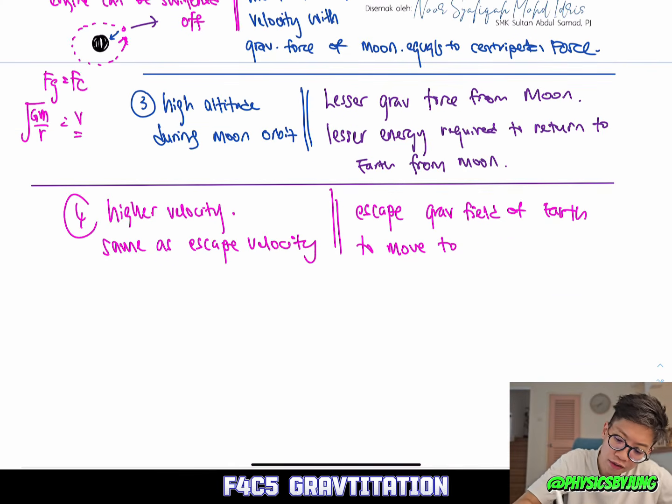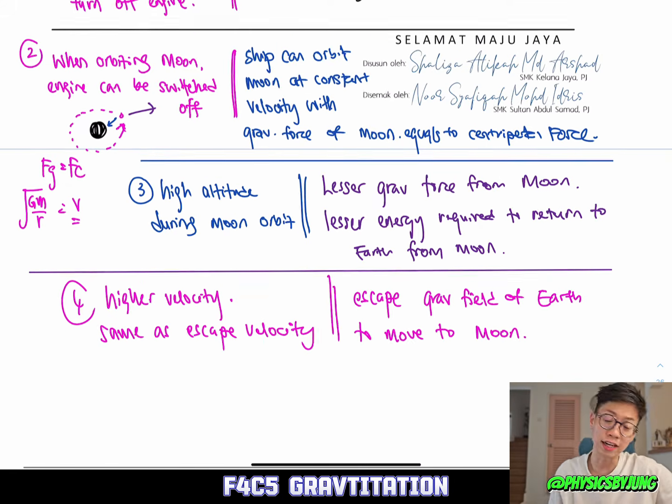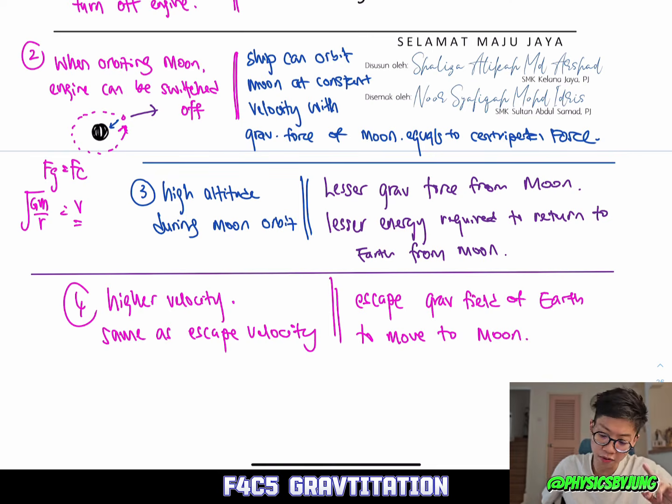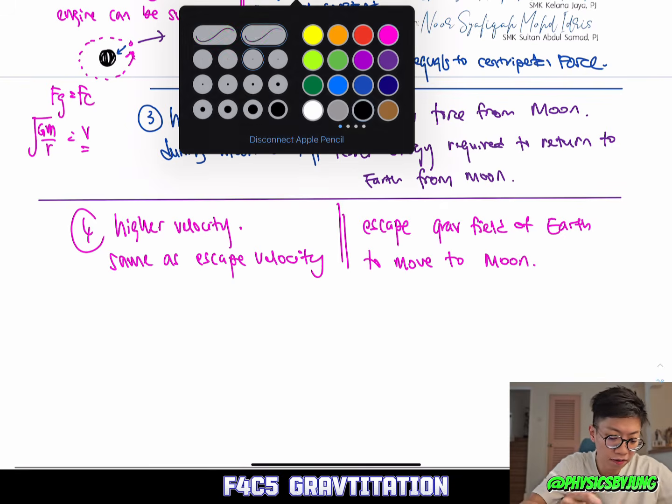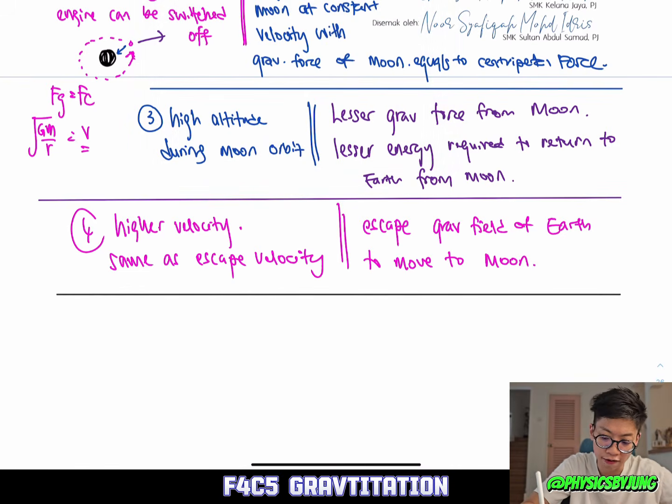What you're trying to run away from is the gravitational field of Earth. Where do you want to go? You want to go to the moon. So this is actually about space exploration. This question is very difficult, but it came up in the state paper. So more or less you have to know how to do it, because everybody will do the state paper. Make sure you know this.